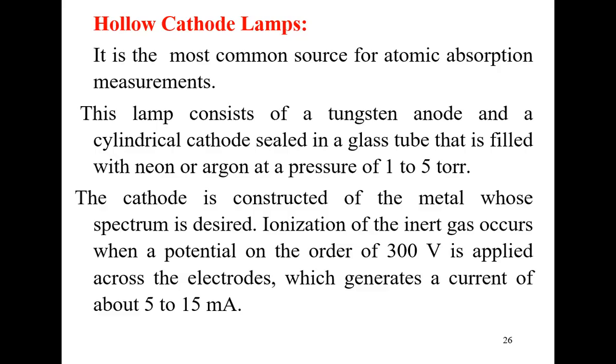So what is the function of neon? Remember, there is neon within the sealed tube. The ionization of the inert gas occurs. Remember, we have an anode and a cathode, and you turn on the current. When you turn the power on, you apply the potential. The ionization of the inert gas occurs when the potential is on the order of about 300 volts across the electrodes, and that generates a current of about 5 to 15 milliamps.